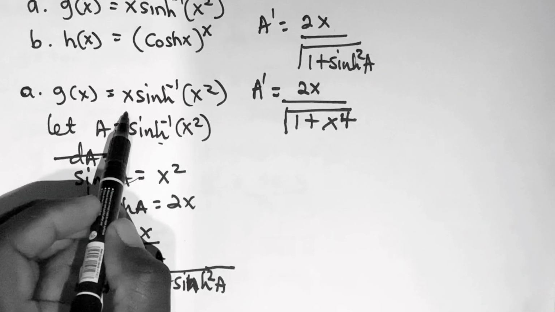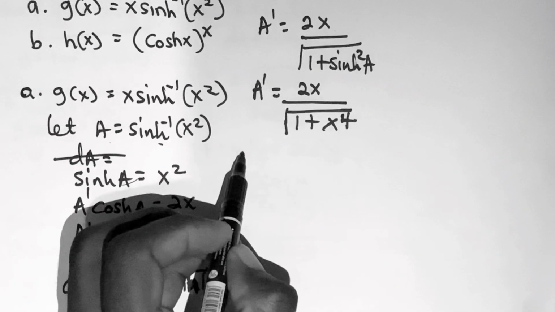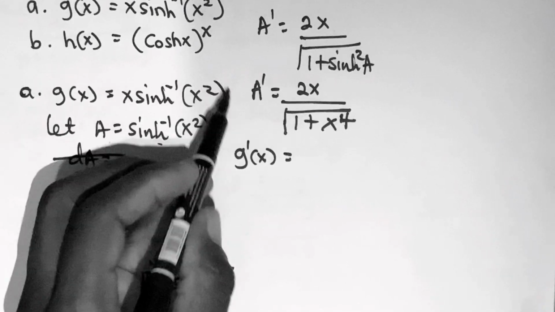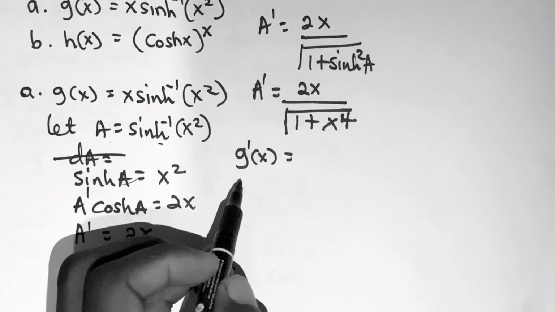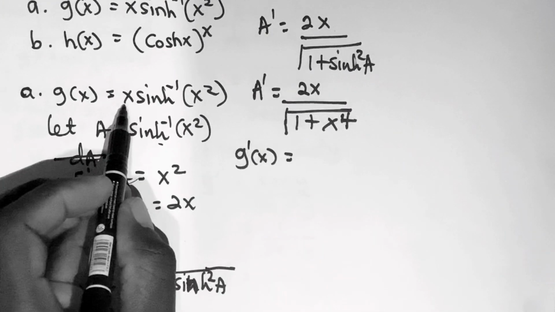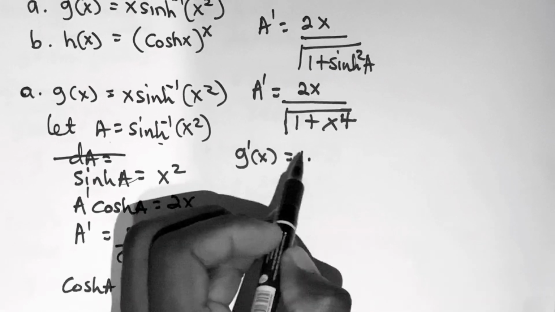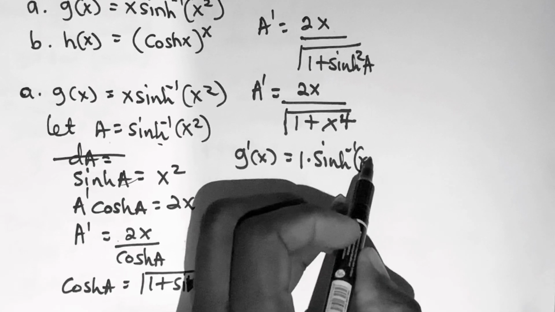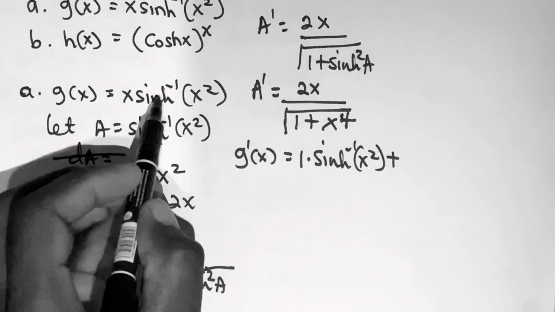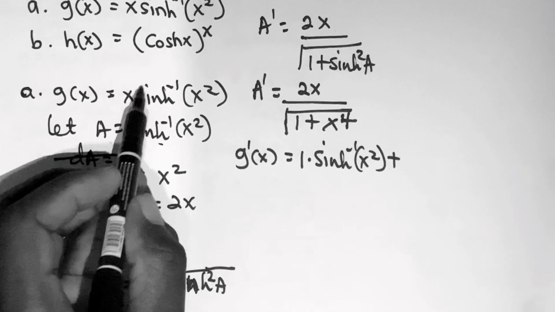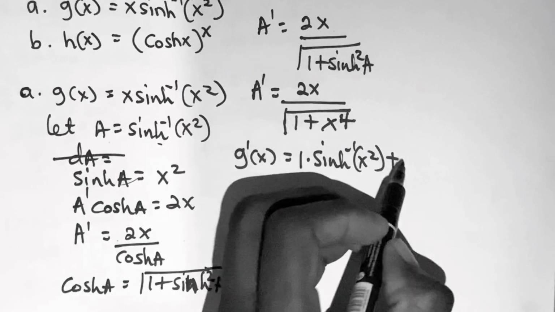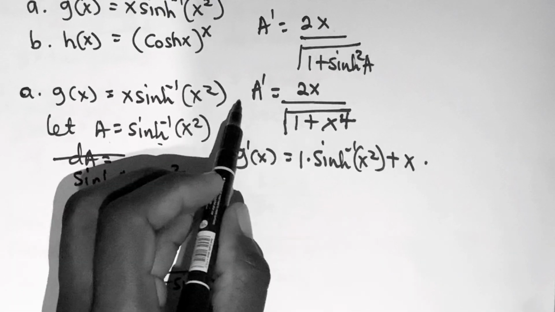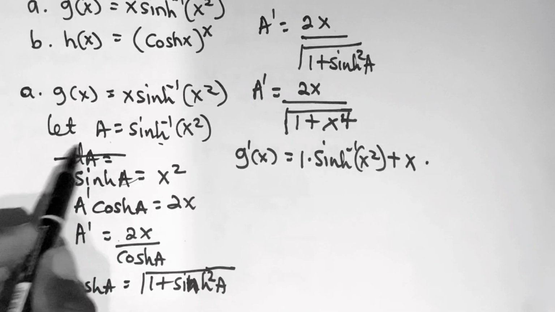So we can then use product rule to find g prime of x. In this case, g prime of x is equal to differentiate x and keep sinh inverse of x squared constant. So if you differentiate x, it becomes 1. So here will become 1 times hyperbolic sine inverse of x squared, then plus, you keep x constant, so x, then you differentiate hyperbolic sine inverse of x squared, and that is what we did for a prime.